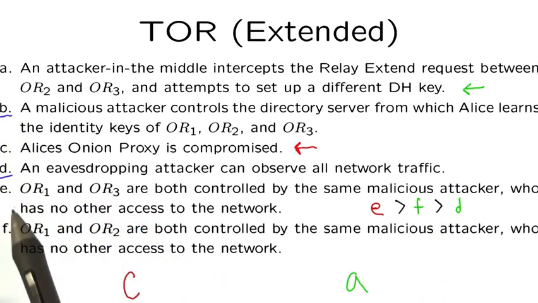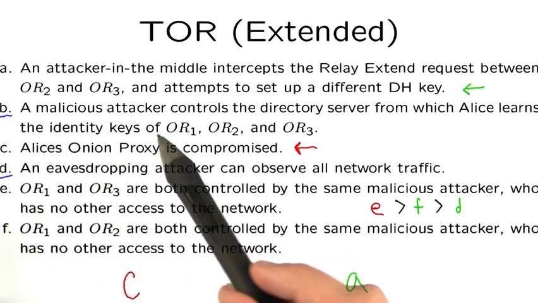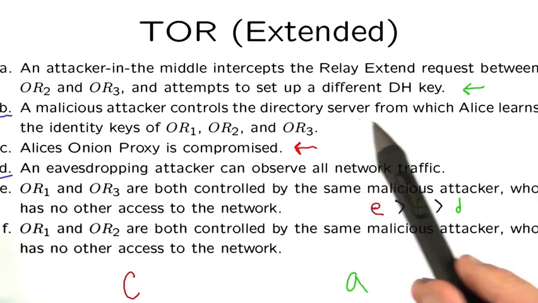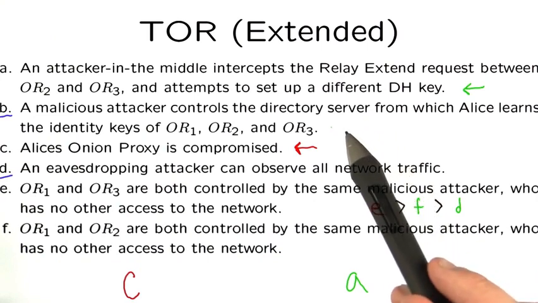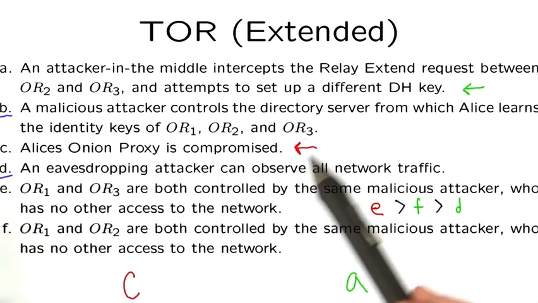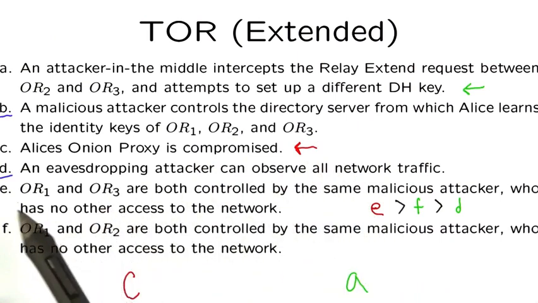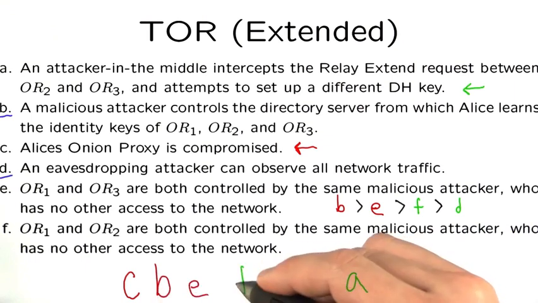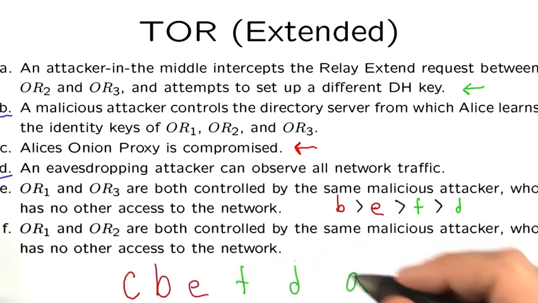I think that B is a more serious threat than E. If an attacker controls the directory server, it could possibly return only nodes under its control. Then having control of 3 nodes is a more serious threat than having control of only 2 nodes. So my answer is C, B, E, F, D, and A.